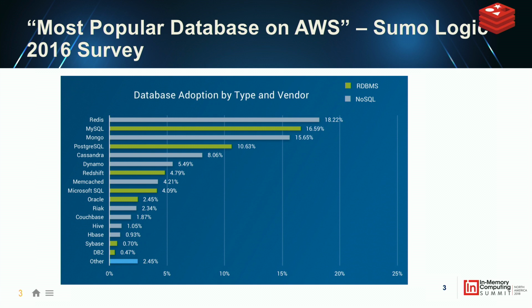But let me explain this survey. Most of the time I ask an audience, if you were going to build your next application, would you first start off with Redis? Raise your hand. I kind of gave away the punchline already there, but yeah, it's not that common. So how could it be the most popular database on AWS?